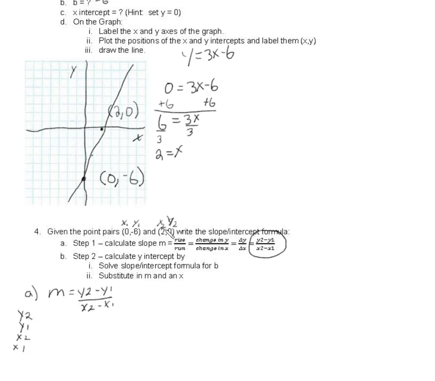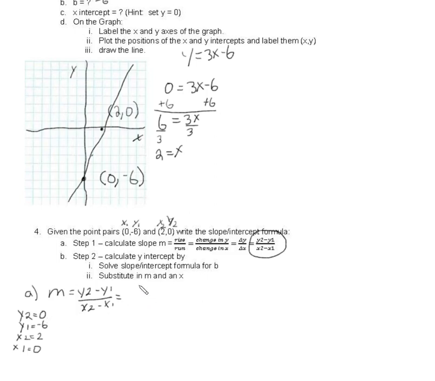So y2 was here, that's 0. What was y1? Negative 6. What was x2? That was 2. What was x1? Oh, that was 0. So now I'm just going to stick those numbers up here, okay? So, okay, let's do that.